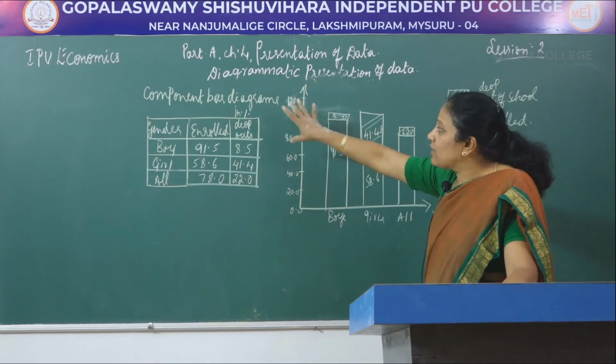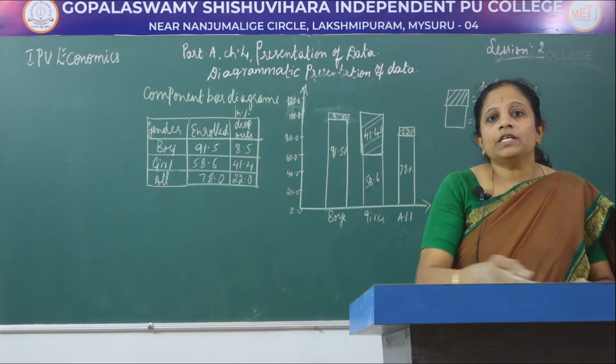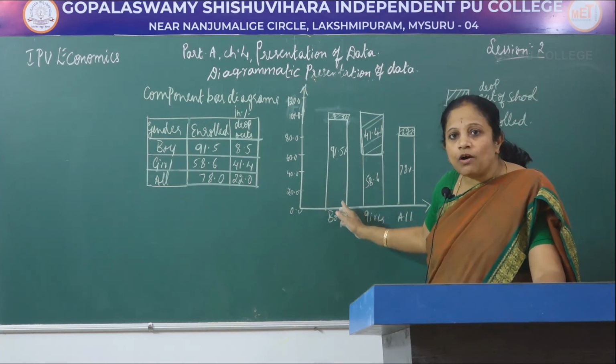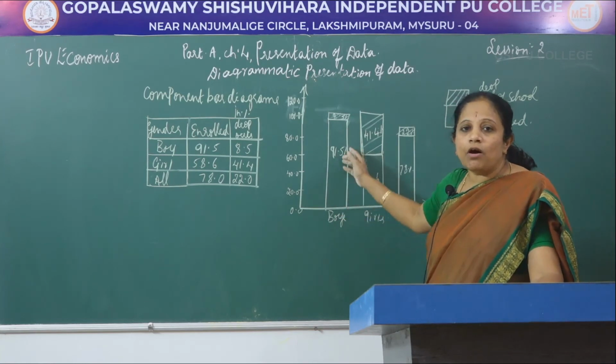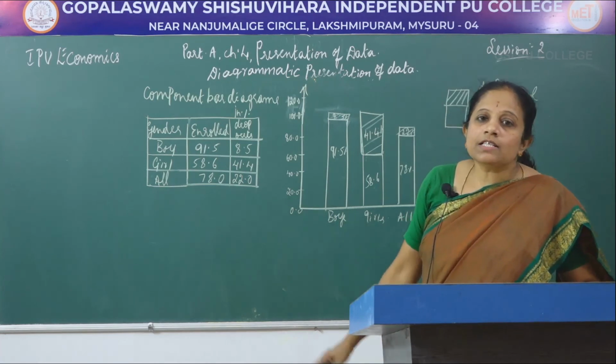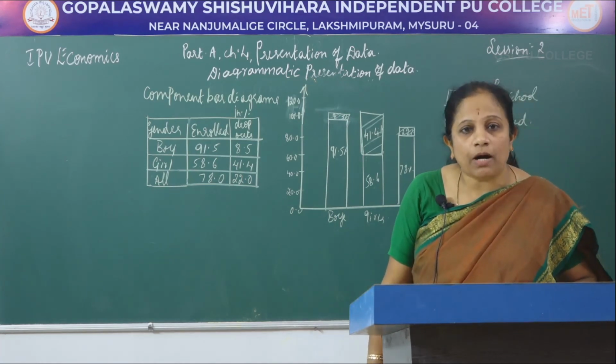So this is a component bar diagram which is used to subdivide the total magnitude of the data that is given among different categories. So this is known as the component bar diagram.